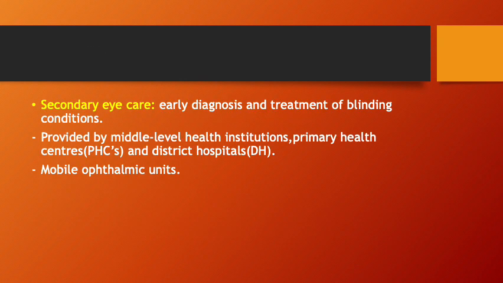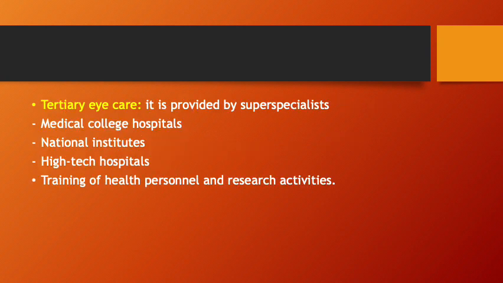In secondary eye care, there is early diagnosis and treatment of blinding conditions. This level of care is provided by middle level health institutions, primary health centers, and district hospitals, and also by mobile ophthalmic units. Tertiary level of eye care is provided by the super specialists who are present in medical college hospitals, national institutes, and high-tech hospitals. In addition, these centers also provide training of health personnel and research activities.